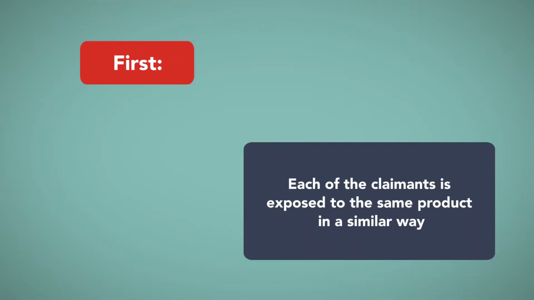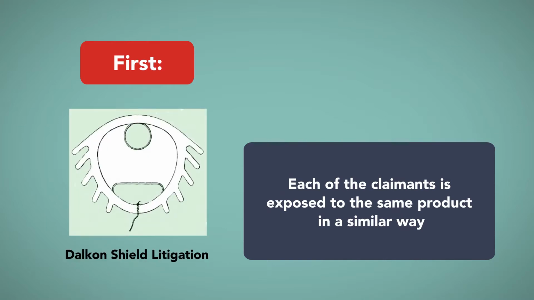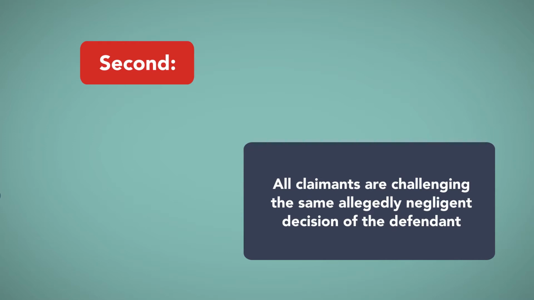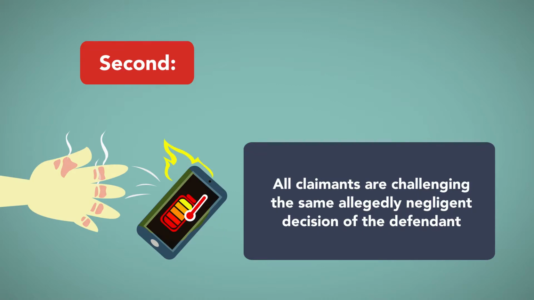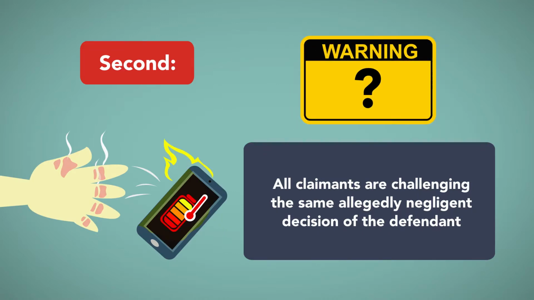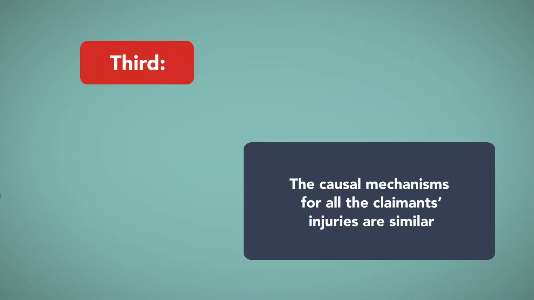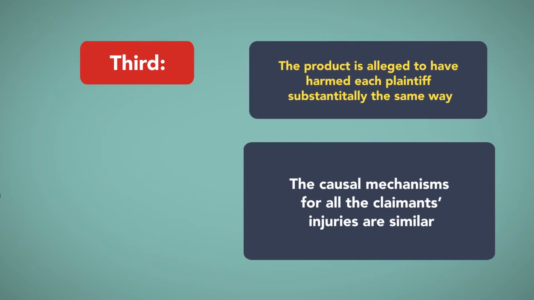First, each of the claimants is exposed to the same product in a similar way. For instance, in the Dalkon Shield litigation, each claimant used the contraceptive device in question. Similarly, in the NFL concussion litigation, each claimant was a former NFL player who suffered head injuries. The second common issue is that all claimants are challenging the same allegedly negligent decision of the defendant. That could be the decision to design a product in an unsafe way, or to market the product using deficient warnings and instructions. Third, the causal mechanisms for all of the claimants' injuries are similar. That is, the product is alleged to have harmed each plaintiff substantially the same way.